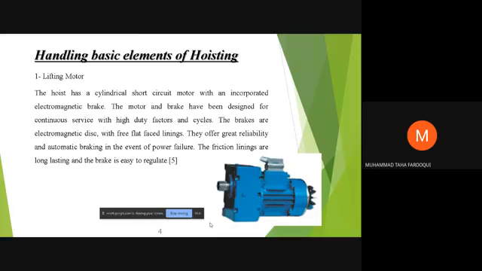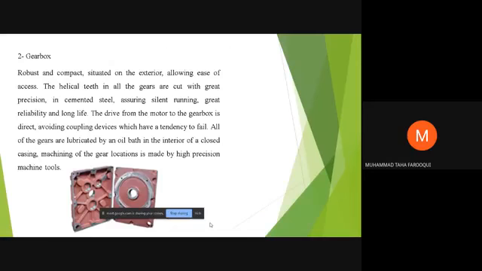Basic elements of hoisting. There are five basic elements of hoisting. Number one is the lifting motor. The hoist has a cylindrical short circuit motor with an incorporated electromagnetic brake. The motor and brake have been designed for continuous service with high duty factor and cycles. Before lifting an object, determine the maximum weight that can be safely lifted. The second one is the gearbox.